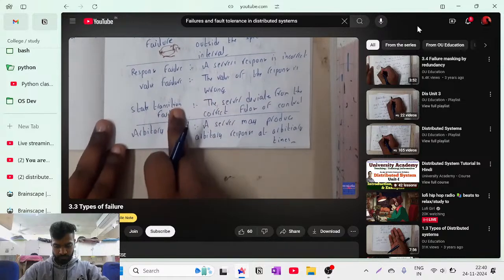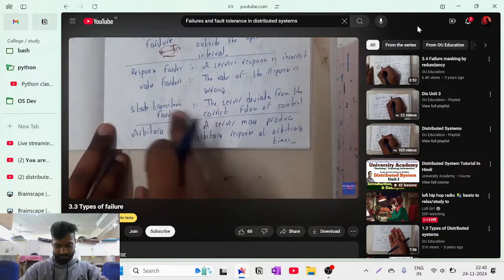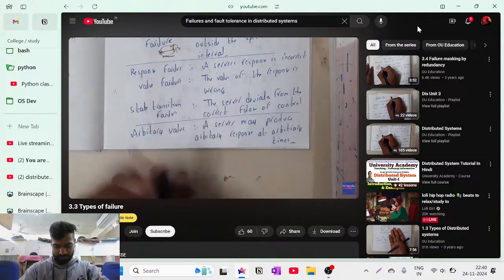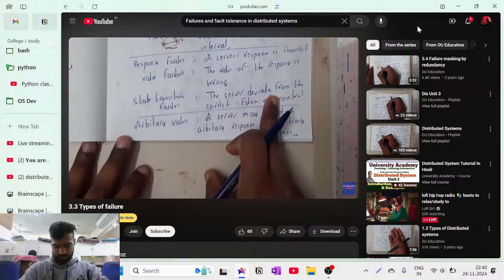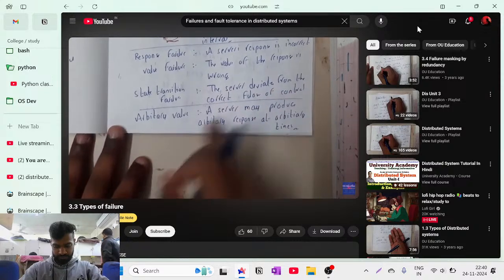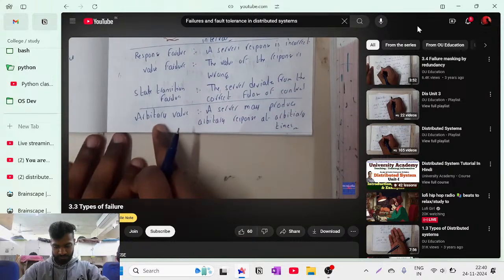State transition failure is when the flow of states is in a random or wrong way. The server deviated from the correct flow of control. Yes, that's what I was trying to say.